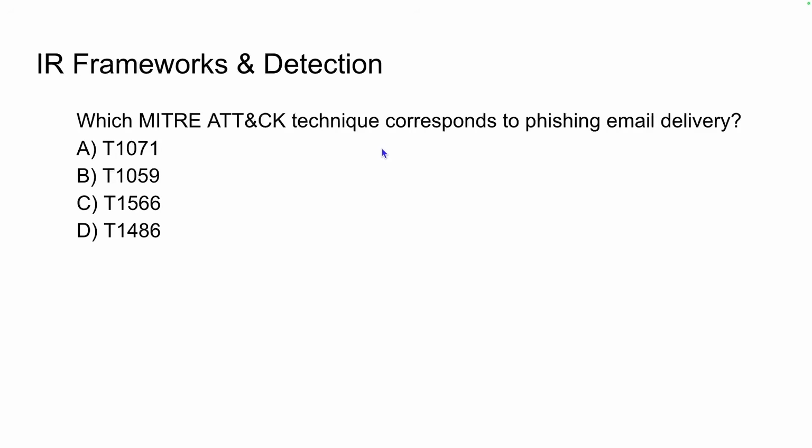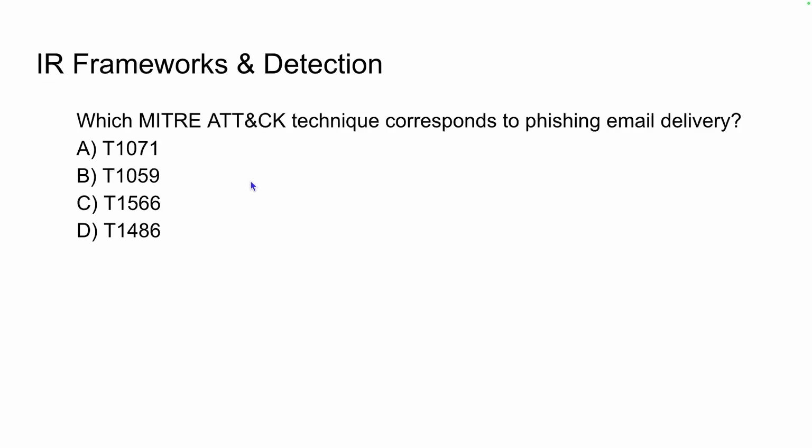Which MITRE ATT&CK technique corresponds to phishing email delivery? Okay, so I mentioned early on that the attack techniques you don't need to memorize, and this question is throwing that theory completely out of the water. The only way I would be able to figure this out is to go look at the list. Another way that I could try to guess this would be that I know that phishing is earlier on in the process, and if phishing is earlier on in the process, then I would choose the ID that is the lowest in numerical value, which would be B, which is 1059. So that's a guess.